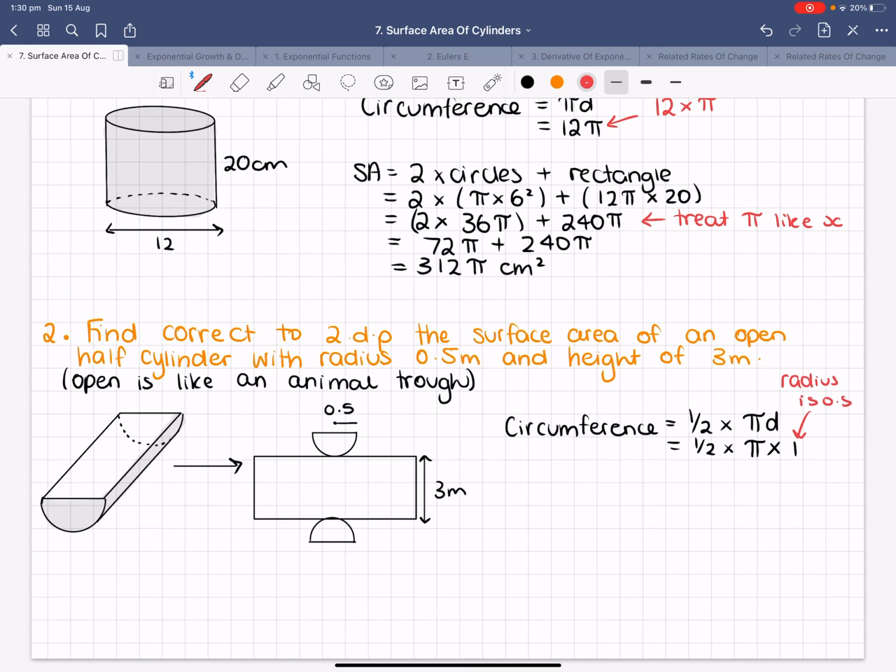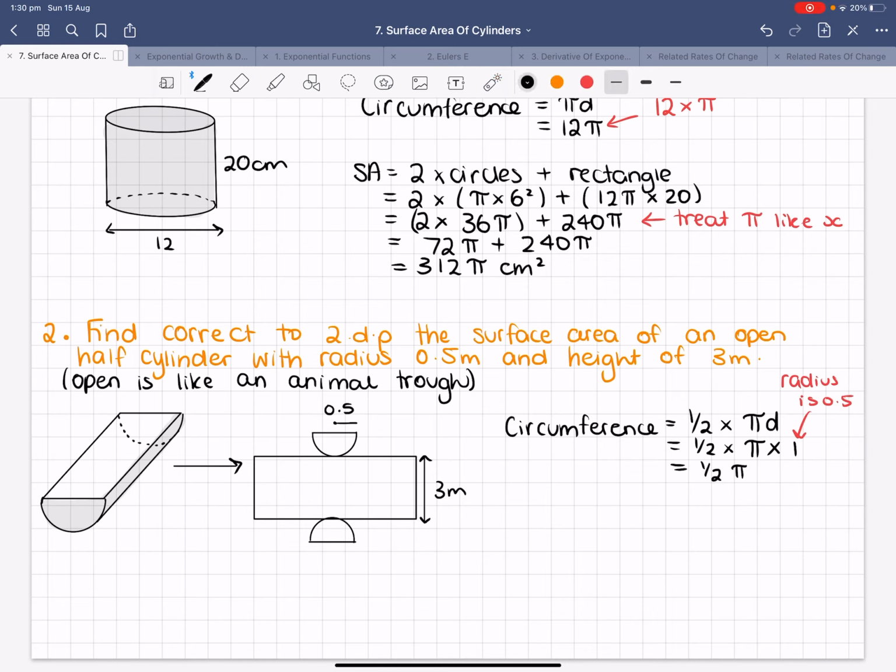Okay, and that's because the radius is 0.5. And altogether, if you multiply them together, so a half times pi times 1, we'll keep it as exact until the very end, so there's no rounding issues. That leaves us with a half of pi. Because you just multiply the numbers, right? A half times 1, well, half of 1 is a half, and then times by pi.